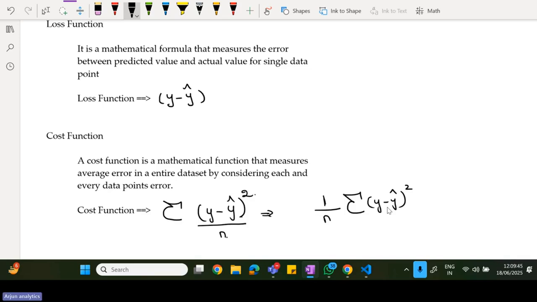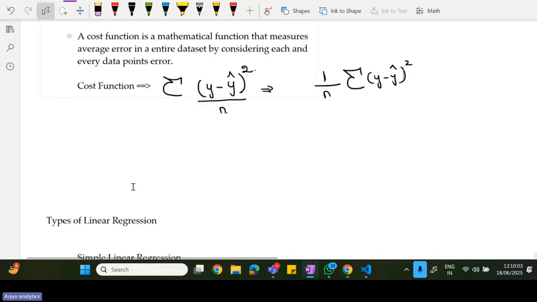The cost function is going to calculate the total error in the entire data set, and it will calculate the average for that. Okay, one small thing is there.